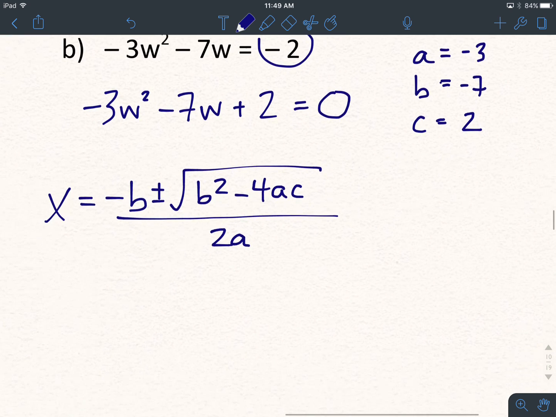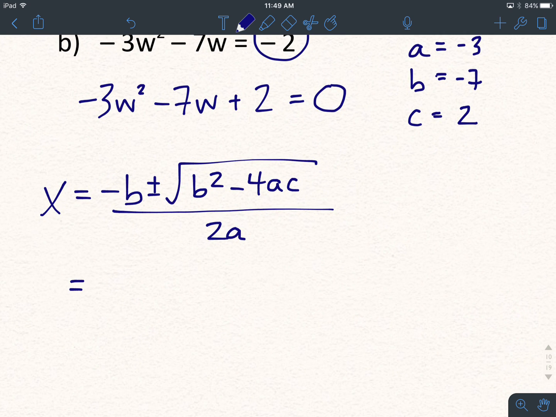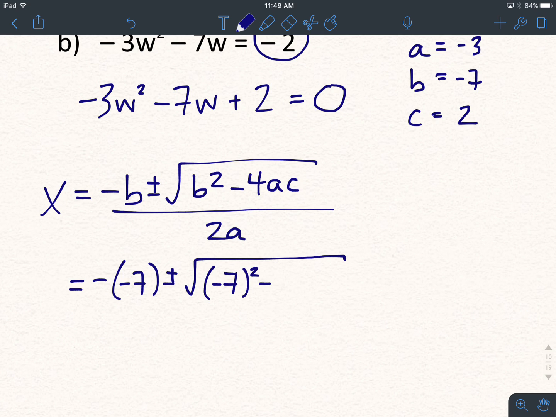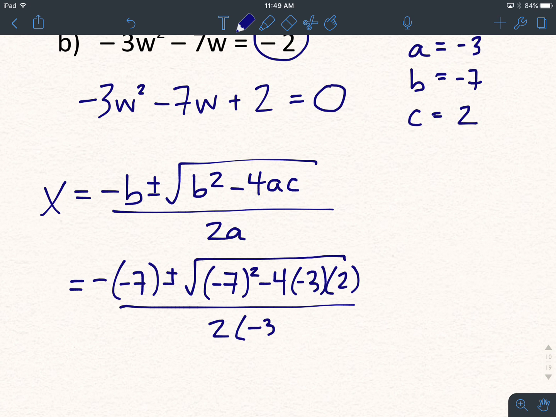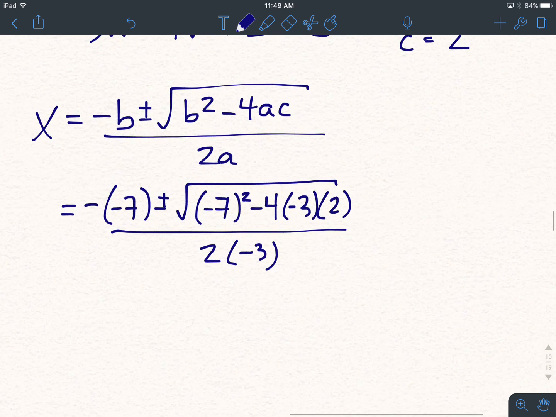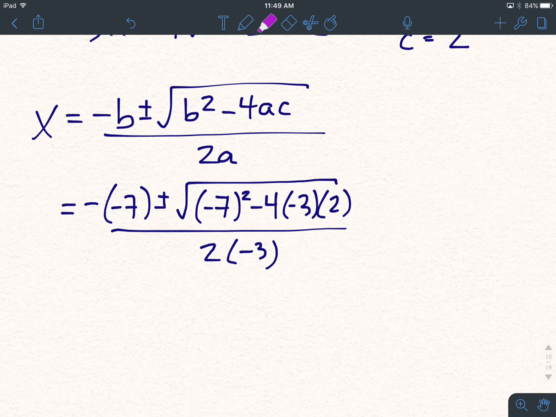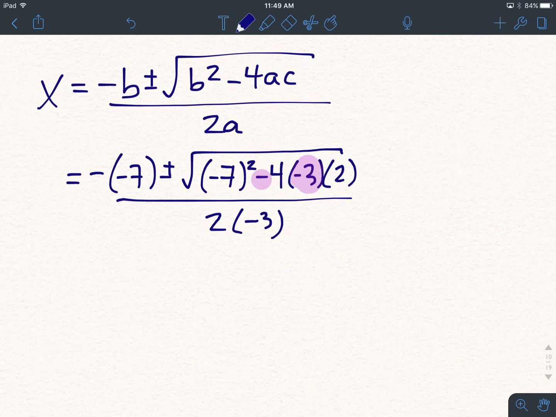The next step is substitution. You'll notice this time I'm substituting negative 7 in here: 7 plus or minus the square root of negative 7 squared minus 4 times negative 3 times 2, all over 2 times negative 3. Now again, as in the first example, we have those two negatives hanging out here. That means we're going to have a plus under our radical sign, just something to be mindful of.